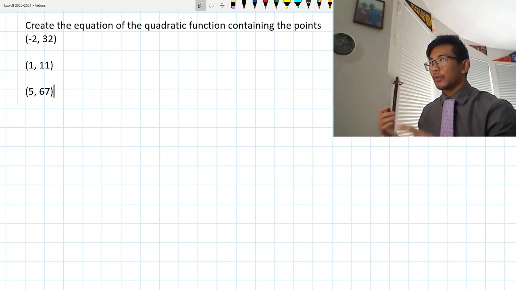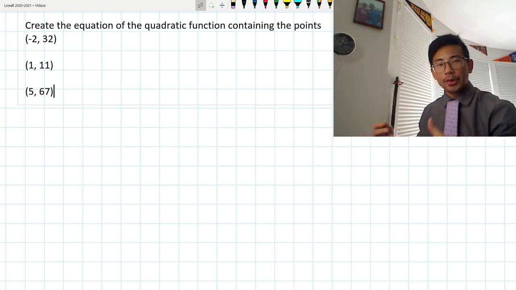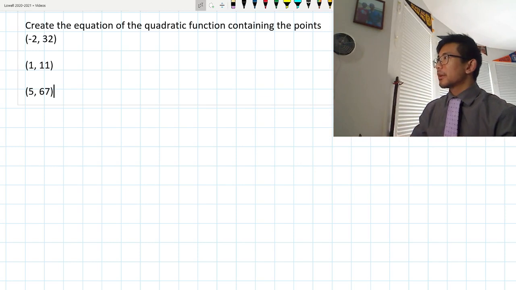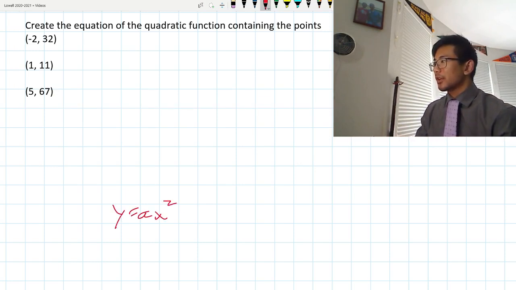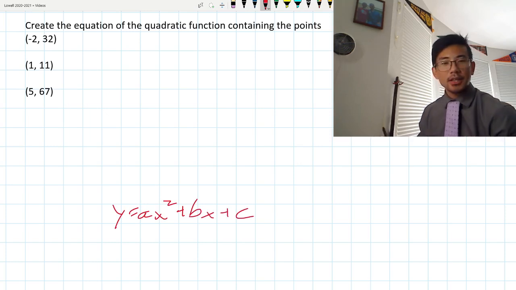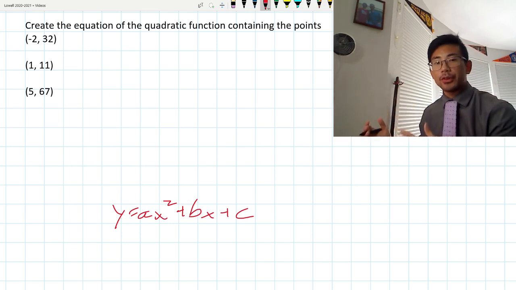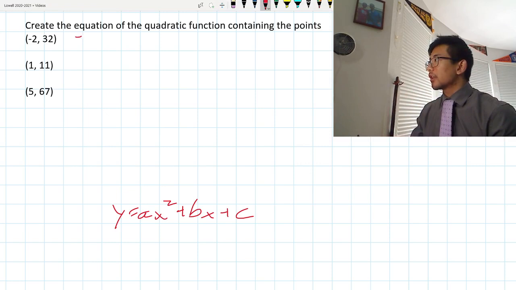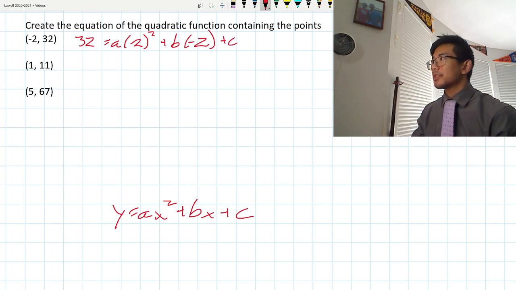Now, if you were in class yesterday, we had already kind of talked about how this is going to go. But remember, our standard form is just y equals ax squared plus bx plus c. Right now, we don't know what a, b, and c are. But I do know what x and y are for these 3 different points. So with the first point here, I'll just throw that in. That'll be 32. That's my y value. Don't forget those mixed up. And I'll have a times negative 2 squared plus b times negative 2 plus c.